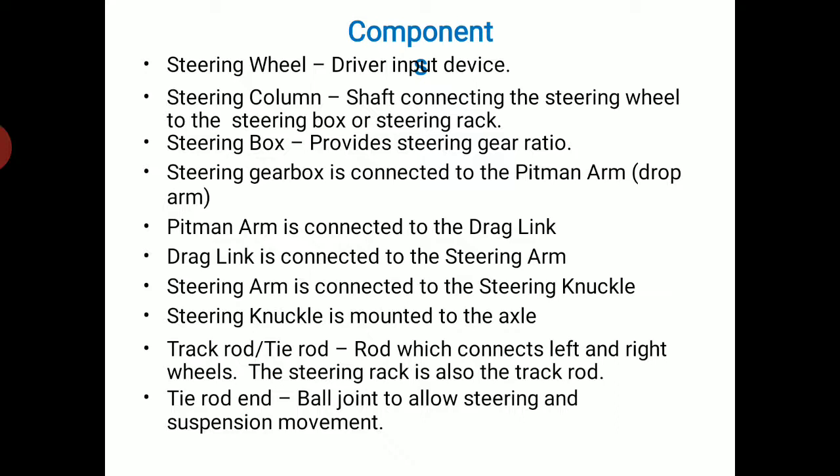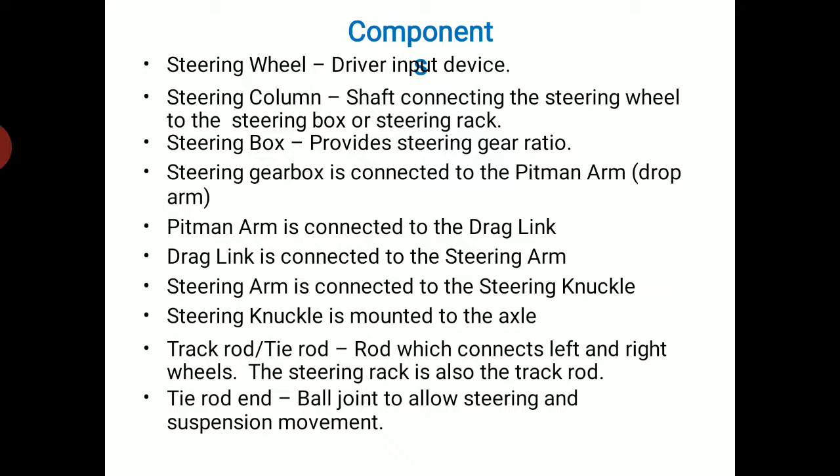The steering column will be a shaft connecting the steering wheel to the steering box or steering rack. Steering box or steering gear ratio will be provided. The steering gearbox is connected to the pitman arm. I told you what that pitman arm or drop arm is. The pitman arm is connected to the drag link. The drag link is connected to the steering arm. The steering arm is connected to the steering knuckle. The steering knuckle is mounted to the axle. Understand these terms? Okay, how exactly it is interlinked or connected.